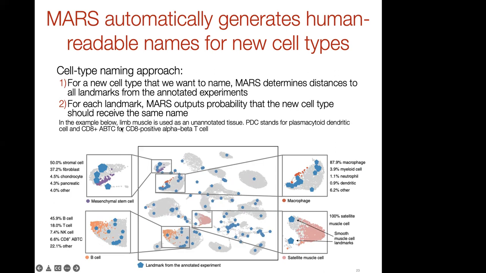First, for each new cell type that we want to name, Mars will calculate the distance in the embedding space between each cell in that new candidate cell type and all of the landmarks that Mars has in the embedding space. And then for each landmark, Mars will output the probability that this new cell type should receive the same name as the name that the landmark represents.